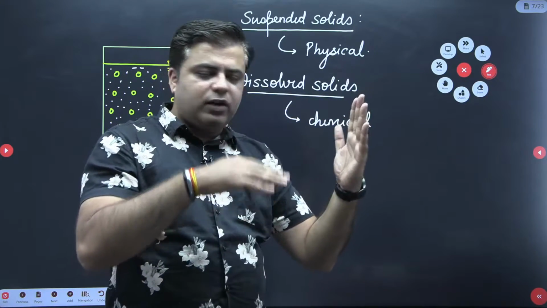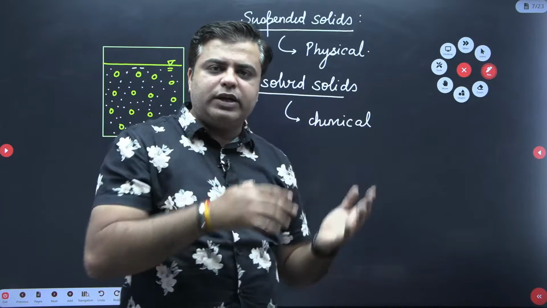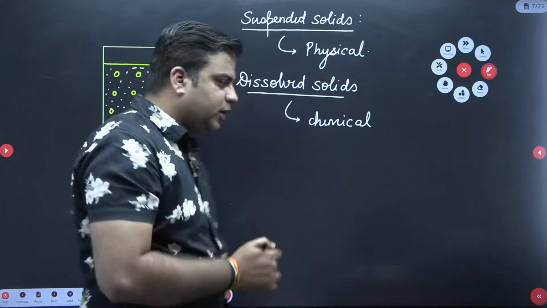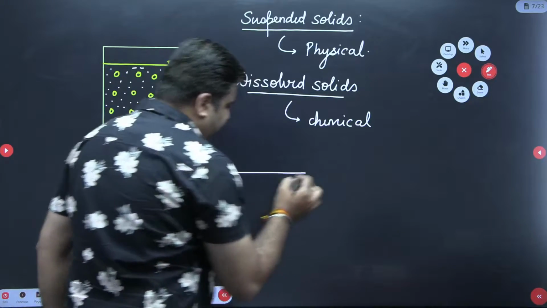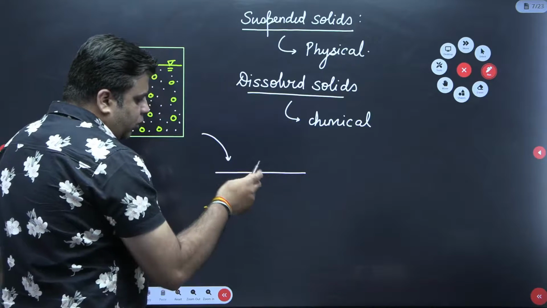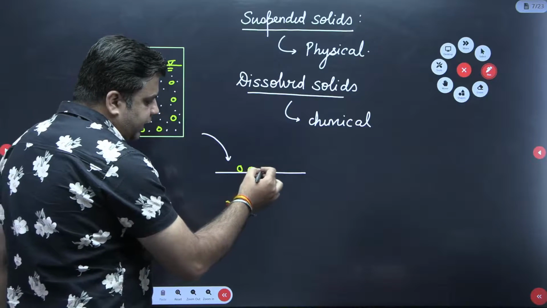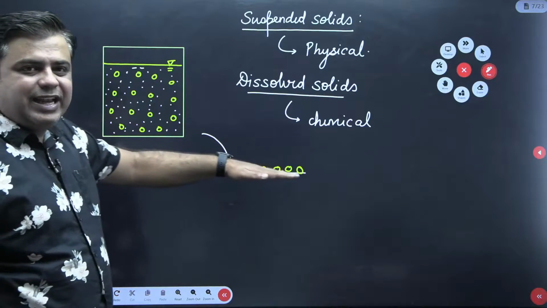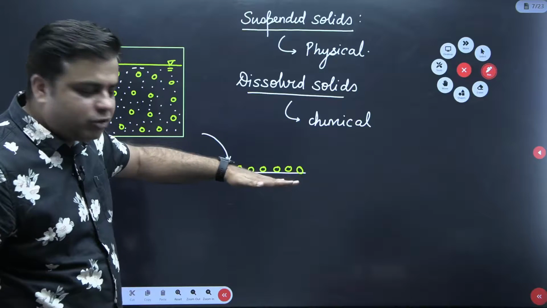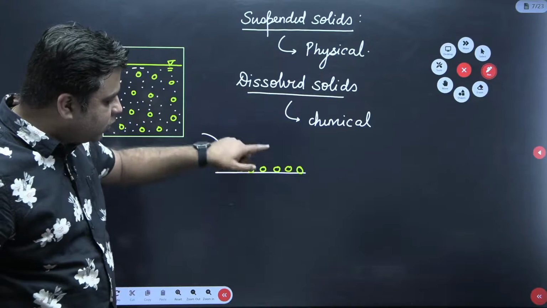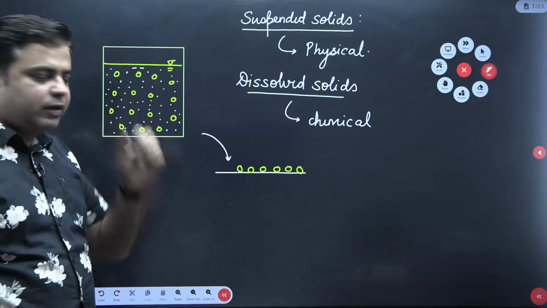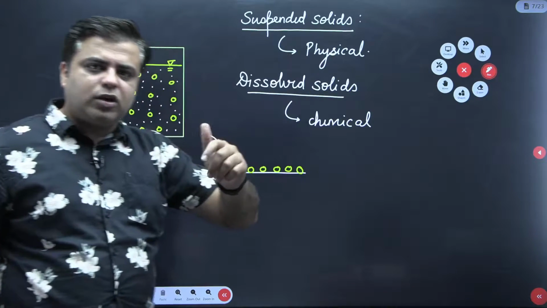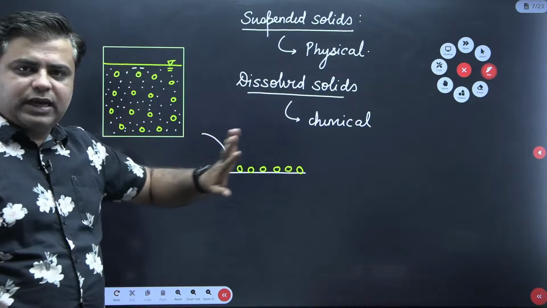Now this screen will not allow the suspended solids to flow through it, just like applying a filter paper. You keep the filter paper, and when you pour the water over it, all the suspended solids will be retained on this filter paper. This mechanism is known as screening, means you have screened the suspended solids. You haven't allowed them to flow through the filter paper. So suspended solids will be removed by physical methods, and dissolved solids will be removed by chemical methods. As simple as that.